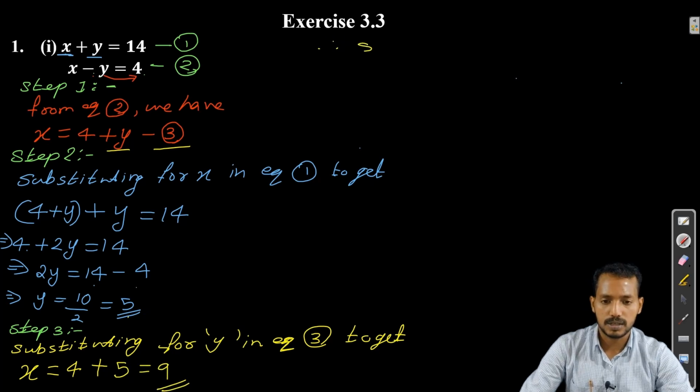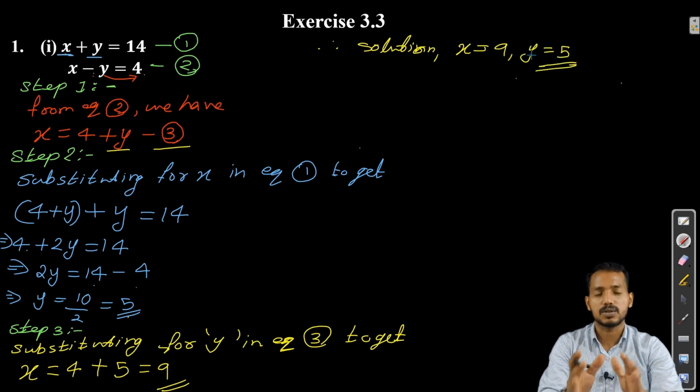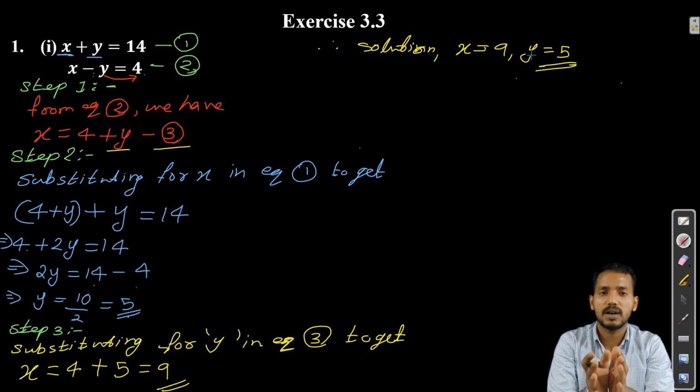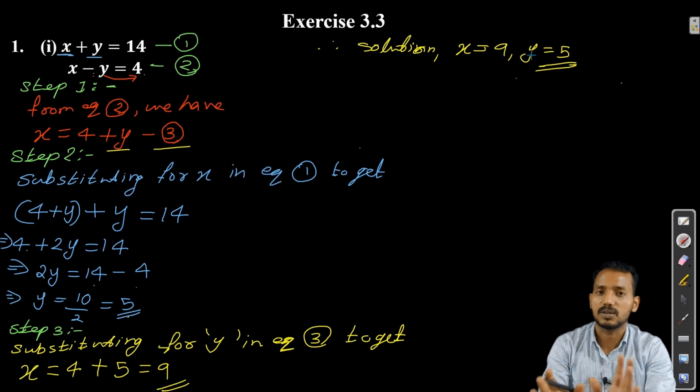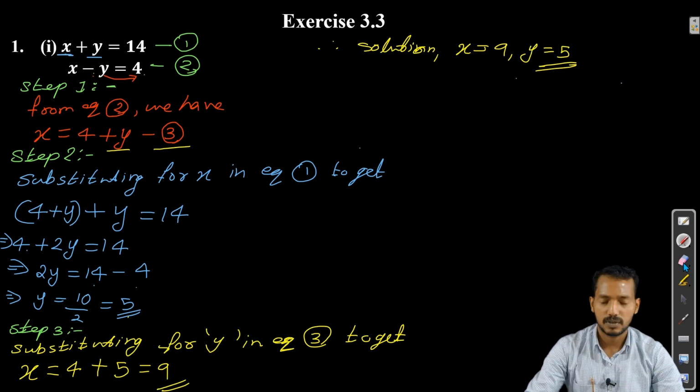Therefore the solution is x equal to 9 and y equal to 5. That is the solution of this equation. The steps we have discussed in the introduction part, never mind it, just go through the example and try to understand how to solve the question by using the substitution method. Let's take some more options from the same question.